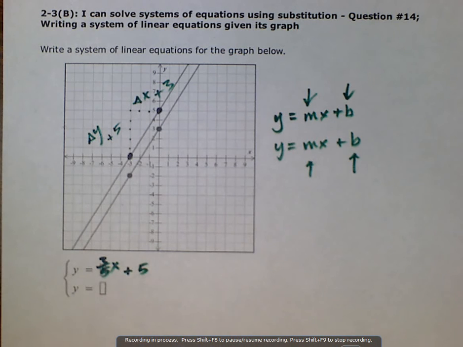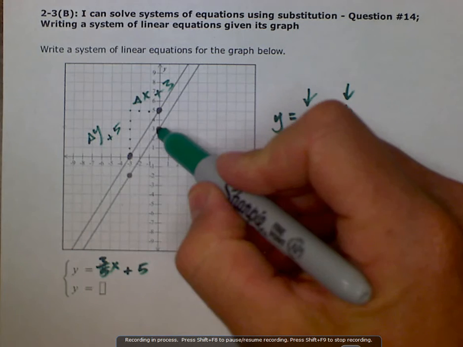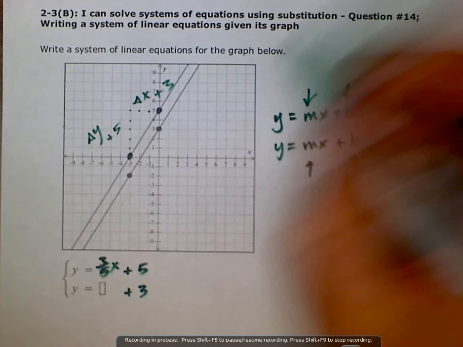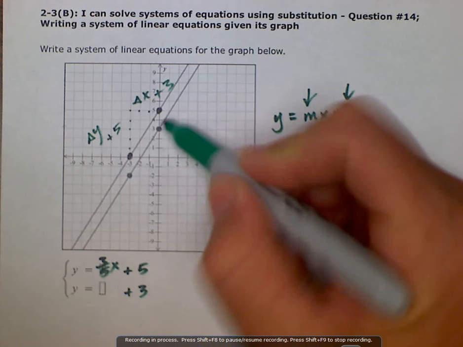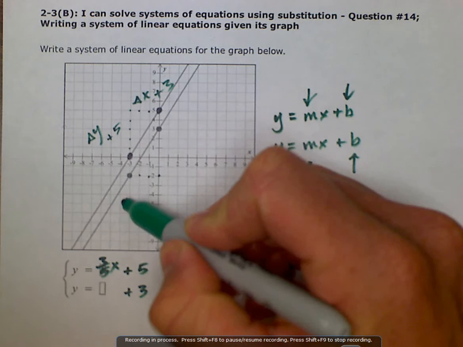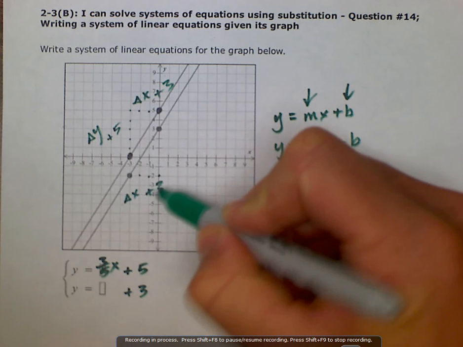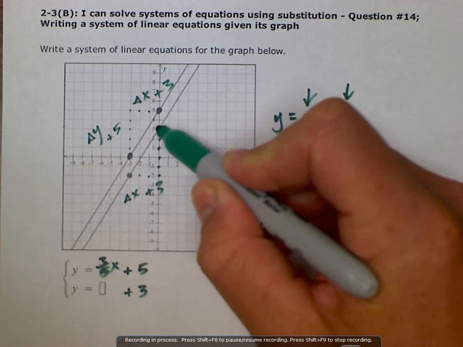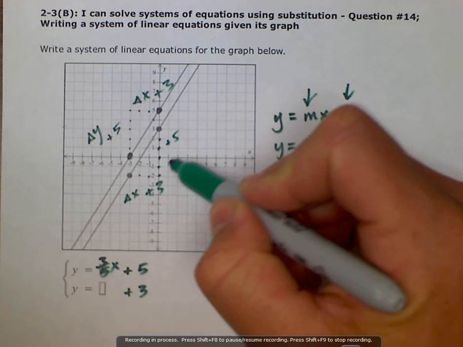And then our second one, we see that our start point is at positive 3, so we'll put a positive 3 here. And let's look at our slope. We go over positive 1, positive 2, positive 3. So our change in x is positive 3, and then positive 1, 2, 3, 4, and 5. Positive 5 is our change in y.